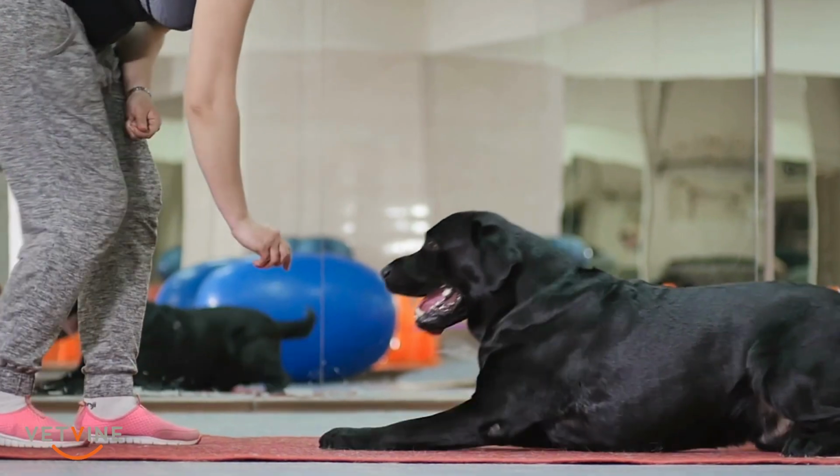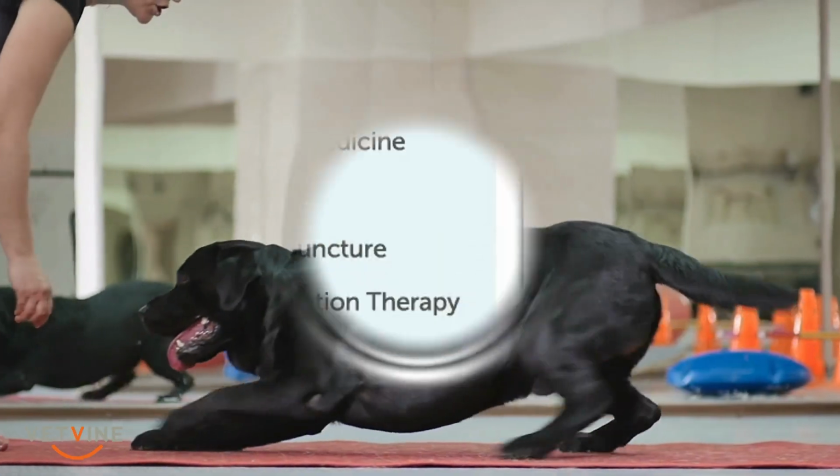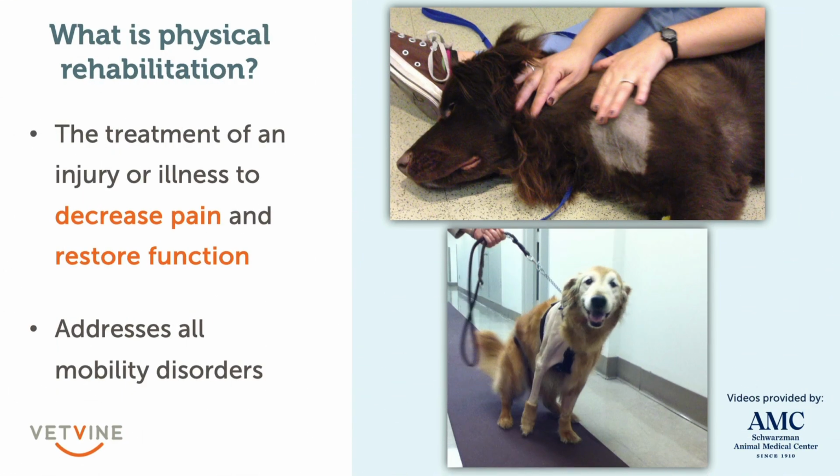How do we define physical rehabilitation? I narrow it to two words, and that is pain and function. We are trying to treat any illness or injury in order to decrease that patient's pain and at the same time restore or at least improve their function.